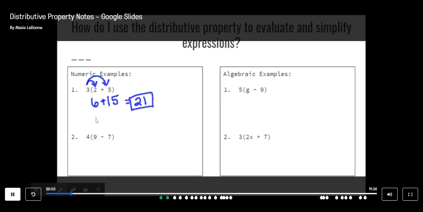Looking down at number 2, another numeric example, 4 times 9 will give us 36. 4 times negative 7 will give us a negative 28. 36 minus 28 gives me 8.